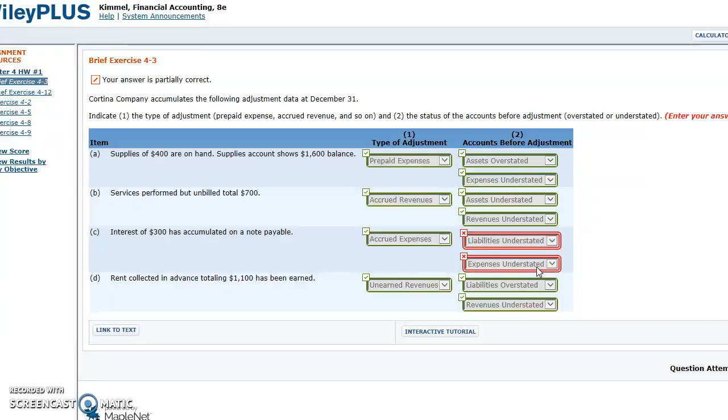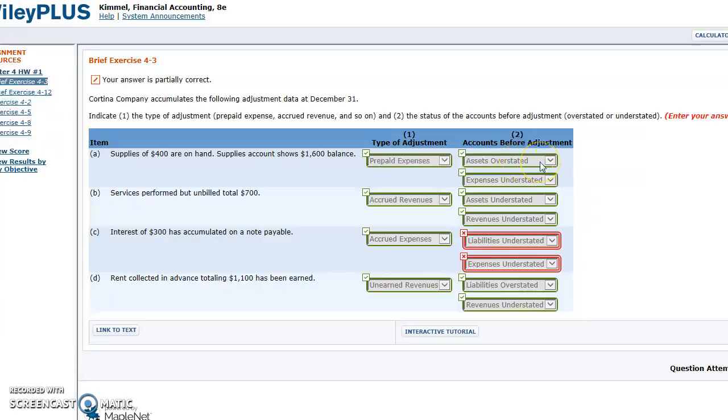A, supplies of 400 are on hand. The supplies account shows a 1,600 balance. So for this one, it seems we have on hand 400. This is a prepaid expense. A prepaid expense is something that you paid in advance, so you give the money and you continue to receive the service or the materials after. In the second part, the supplies account shows 1,600 and the balance is an asset overstated.